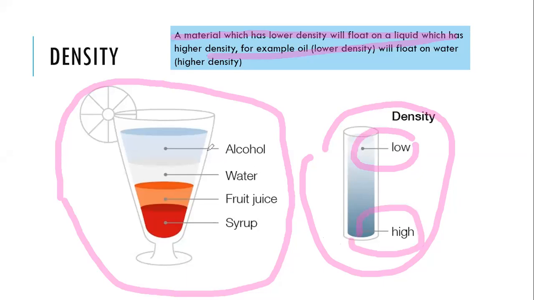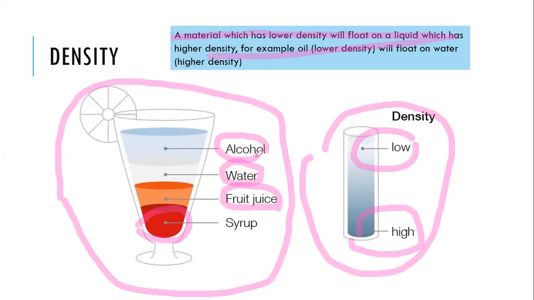So if you add, for example, syrup, everybody knows what syrup is, and fruit juice, after that water, after that alcohol, and you let it settle for 5 to 10 minutes, nothing mixes with each other. You see that the liquid at the bottom is syrup, which has more density than fruit juice. Fruit juice has more density than water. Water has more density than alcohol. The one that sinks to the bottom has more density than the others.